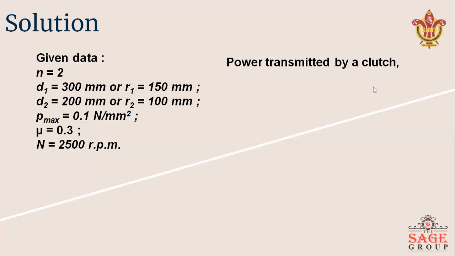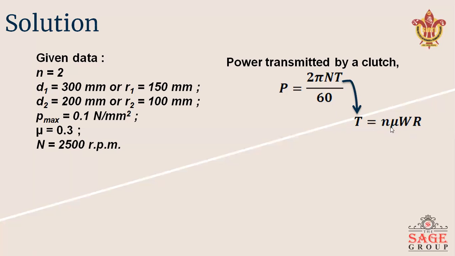So power transmitted by the clutch, P is equal to T omega, or we can say that P is equal to 2 pi N T upon 60. Here, if we get the value of T, then we will have the value of power. So first of all, we have to calculate the torque transmitted by the clutch. The torque transmitted by the clutch, T, is equal to N mu W R, as we know. We have already derived this previously.